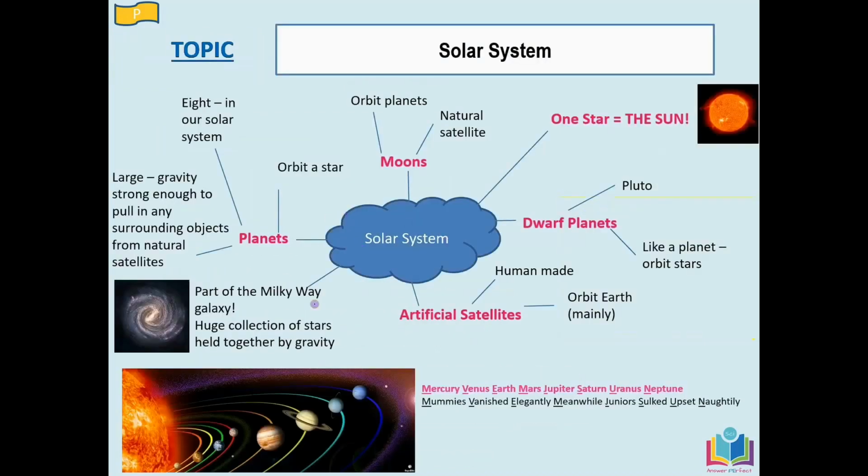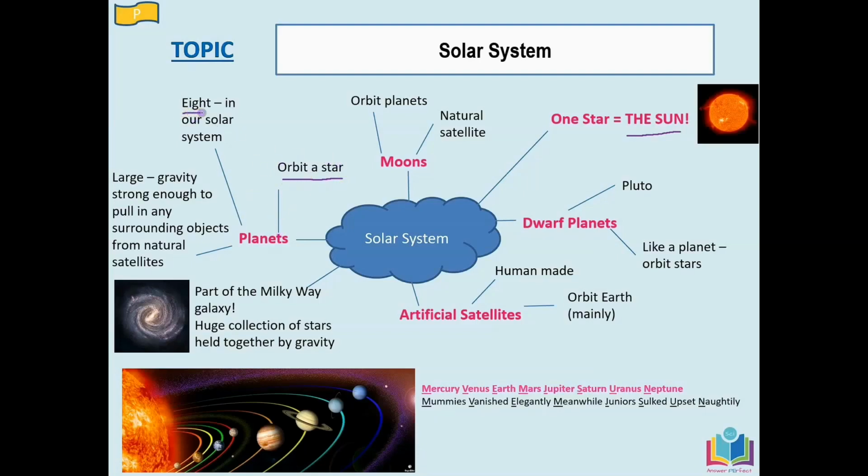So our solar system, this lovely picture in the bottom left-hand corner, it's made up of lots of different things. We have one star, and we know that as the sun. It's quite rare in the UK that we get to see it. However, it is out there, and on the sunny days that we have, we can see it shining bright. We have planets, so you can see them all here, orbiting round, and they orbit a star. Doesn't necessarily need to be our star, which is the sun. It could be any star. So planets orbit a star.